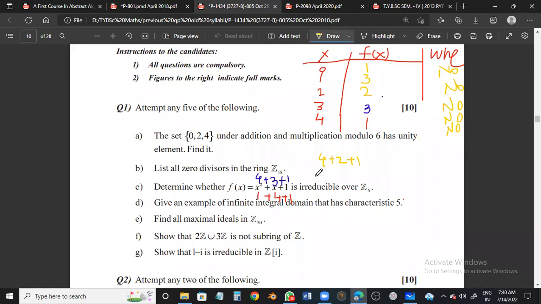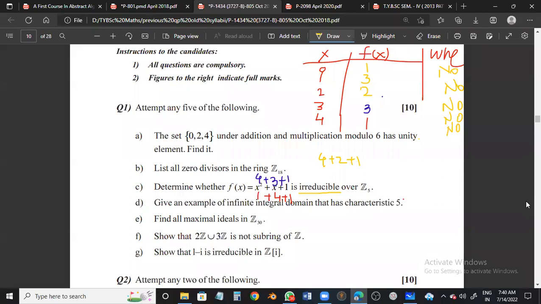Okay. So none of these is a 0. Whether it is a 0, we asked. And none of these is a 0. Means what? It has no linear factor. Means it is irreducible. It is irreducible. Got the answer? Okay.